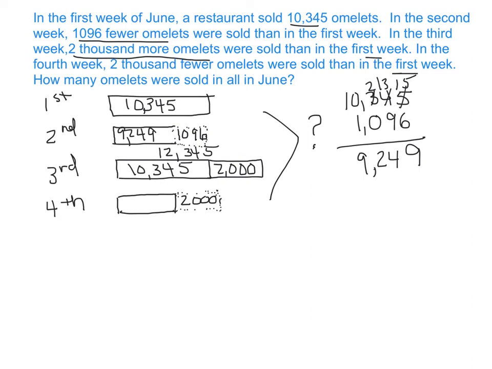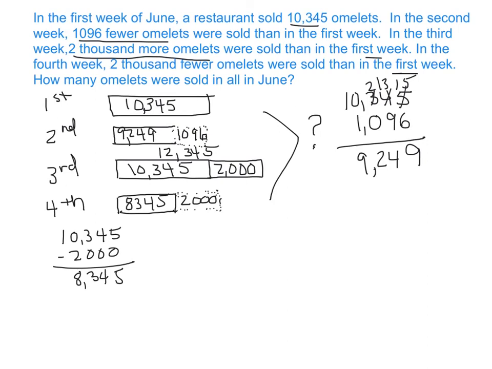Now, the fourth week, it was 2,000 less, so I'll take my first week amount, 10,345, and subtract that 2,000 since it was 2,000 less. 10 minus 2 is 8,000. So that would be 8,345. Now I just need to add up my parts in order to get the whole.